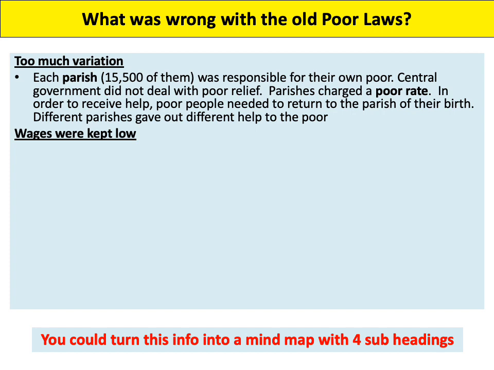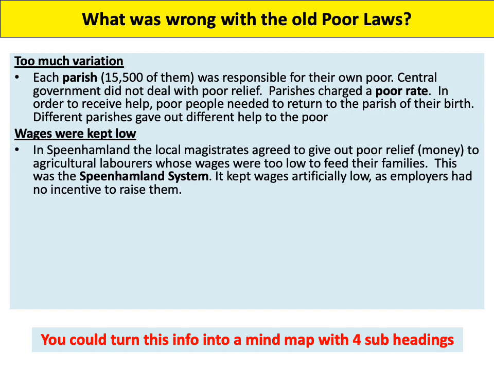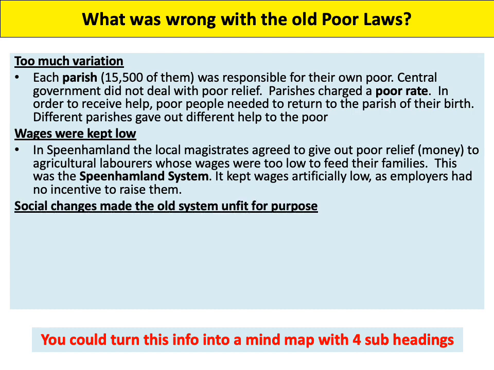Second problem, wages were kept low. We're back to that Speenhamland system, aren't we, which is indicative of the fact that it was acceptable to pay starvation wages, very, very low wages. So wages were kept low, employers had no incentive to raise them. You probably read on page 143 about the roundsman system as well, which was where people traipsed around looking for temporary work. They were paid a pittance, and again, it was the expectation that the local parish would add to their wages to give them a kind of living wage. So again, keeping wages low. So that was also a problem with the old system.